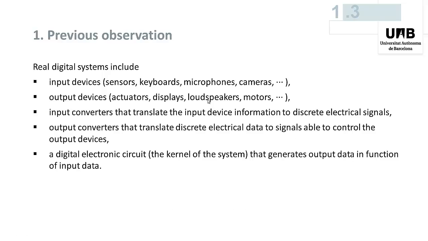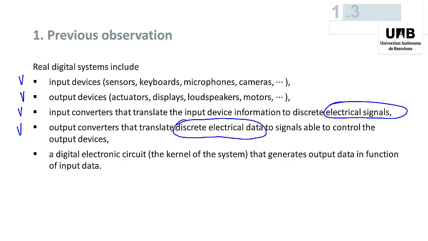First, a previous observation. A real digital system includes input devices, for example, sensors, keyboards, microphones, communication receivers, and so on. It includes output devices, for example, displays, motors, communication transmitters, loudspeakers. It must include input converters to translate the information generated by the input devices into discrete electrical signals, and output converters to translate discrete electrical data into signals that control the output devices.